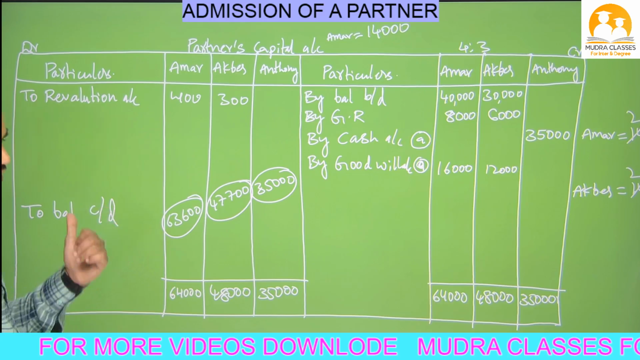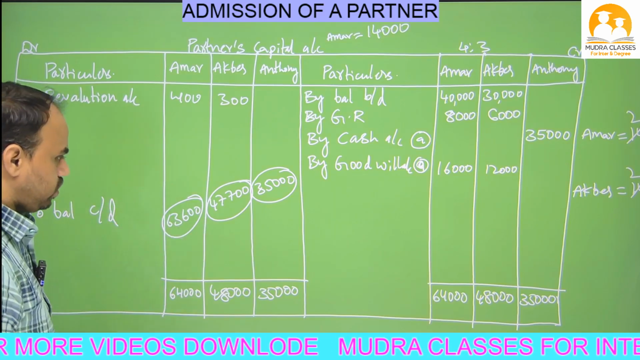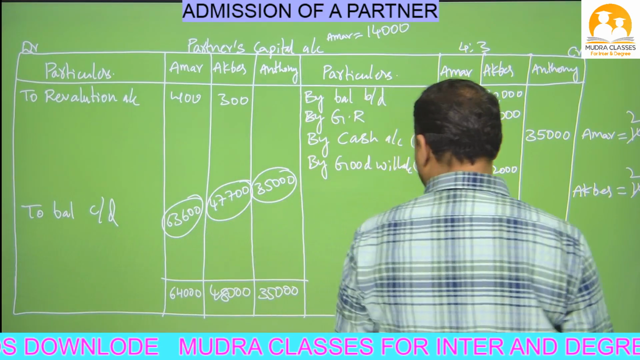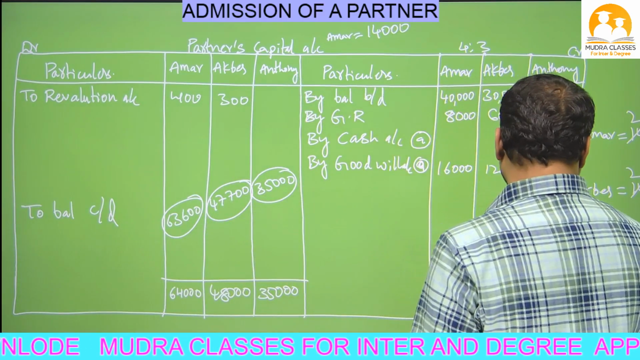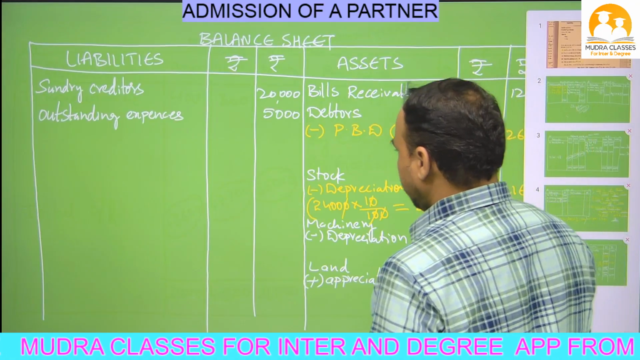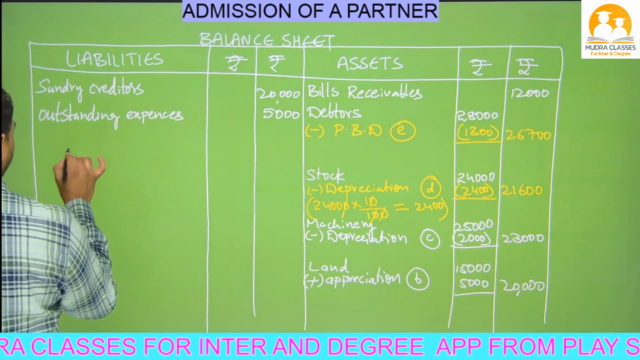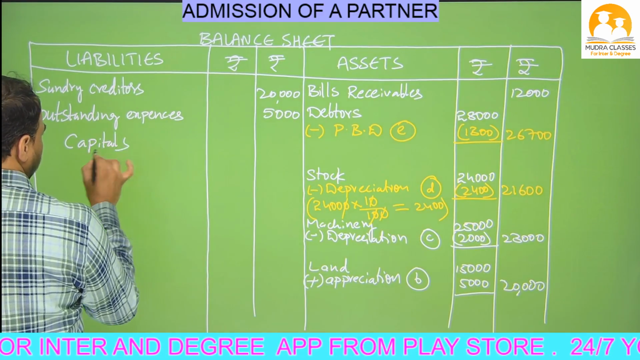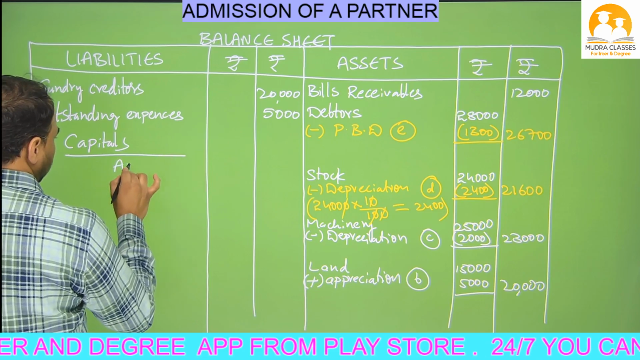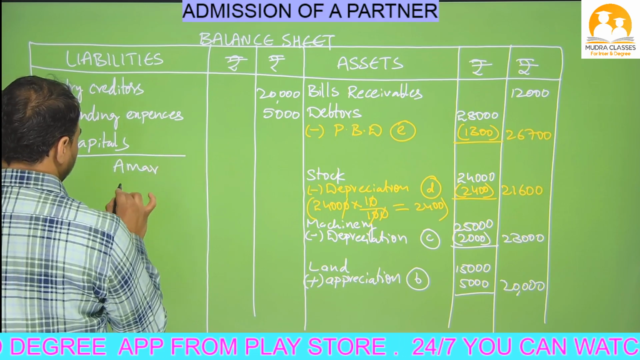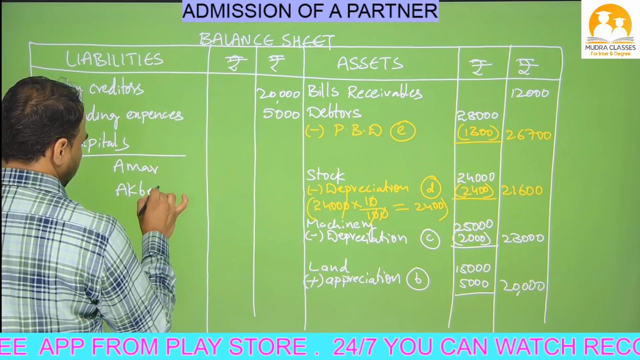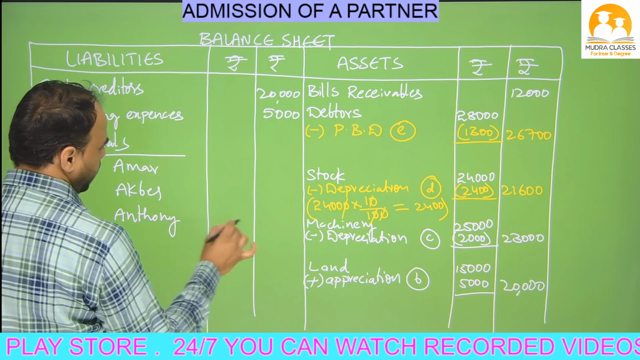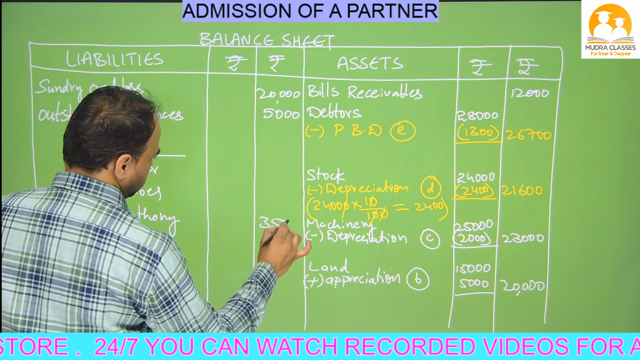So these three we will write as closing balance, "By Balance Carried Down". This is called closing balance. These three we will write on the balance sheet liability side as capitals: capitals of Amar, Akbar and Anthony. So Anthony's capital we got is 35,000 rupees.